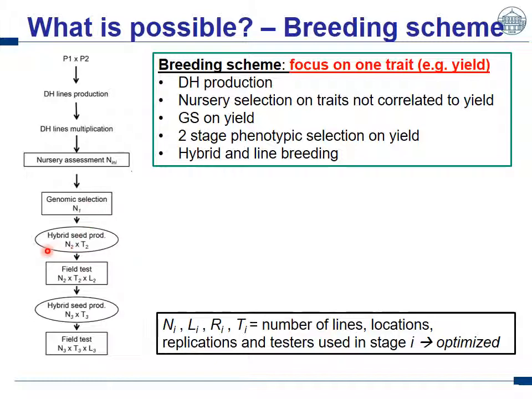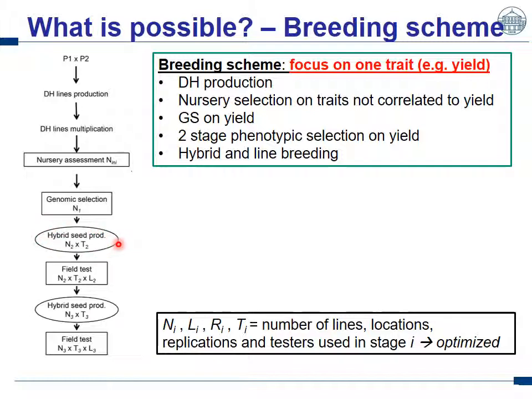And the n2 lines are put to hybrid seed production with a given number of testers. These are called T2 because 2 means we are now in the stage where we have n2. It relates to the stage. For line breeding, for sure, you don't need this step. You can switch it off.